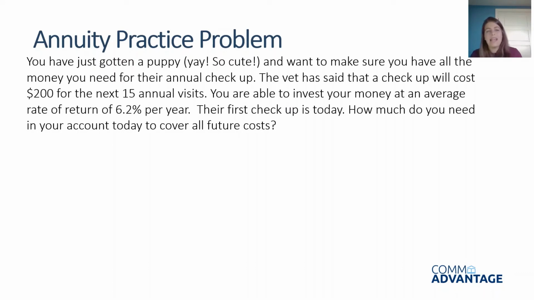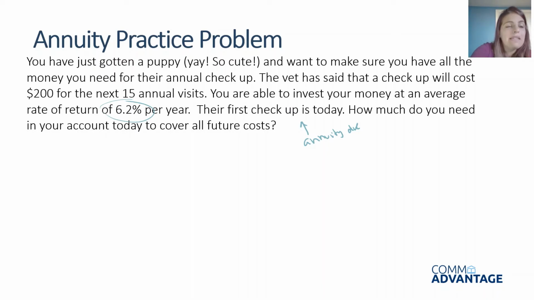So a couple of things to take away here, okay? We're talking about a cash outlay, so we're spending $200 each time for 15 visits. We can invest that money and we get our rate of return, that R of 6.2%. And their first checkup is today, meaning that this is an annuity due, that we're spending that money today. That first cash flow is right now. How much do we need today to cover all future costs means that we're looking for the present value.